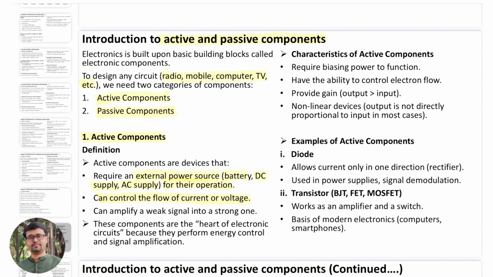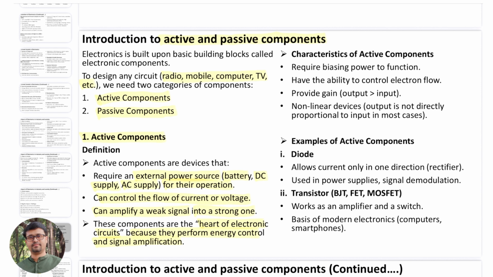So simply we can say increasing the current or voltage. For that purpose it is being used. Also for the amplification of a weak signal into a strong signal. So this is the active components, and mainly it is called the heart of electronic circuits because they perform energy control and signal amplification.